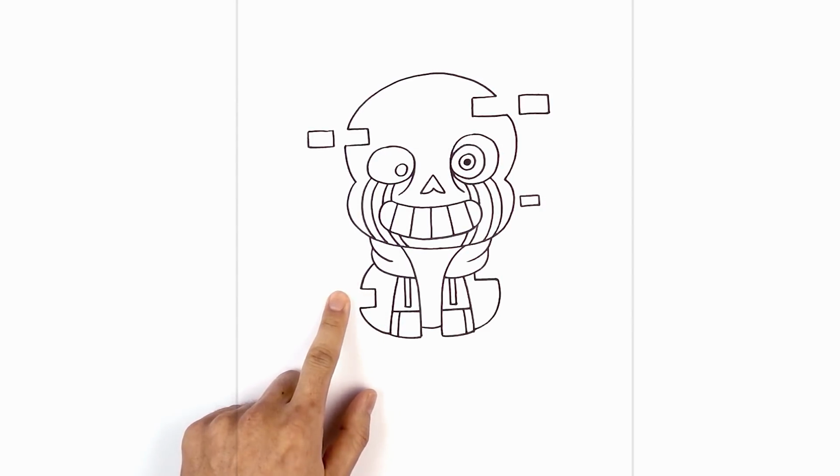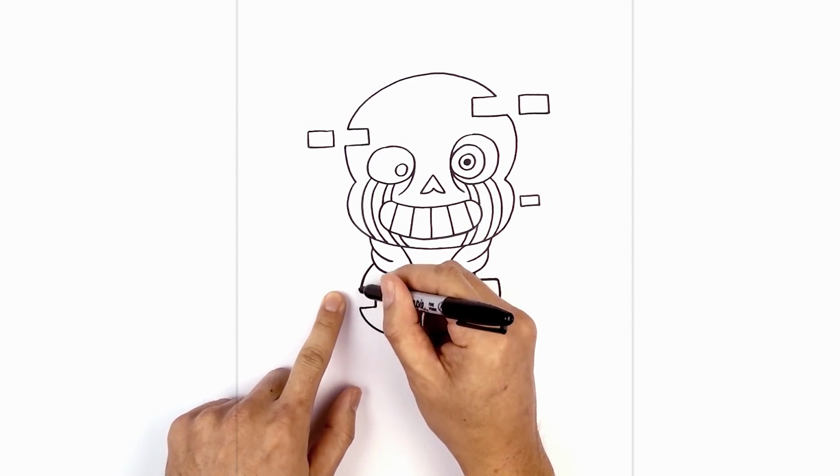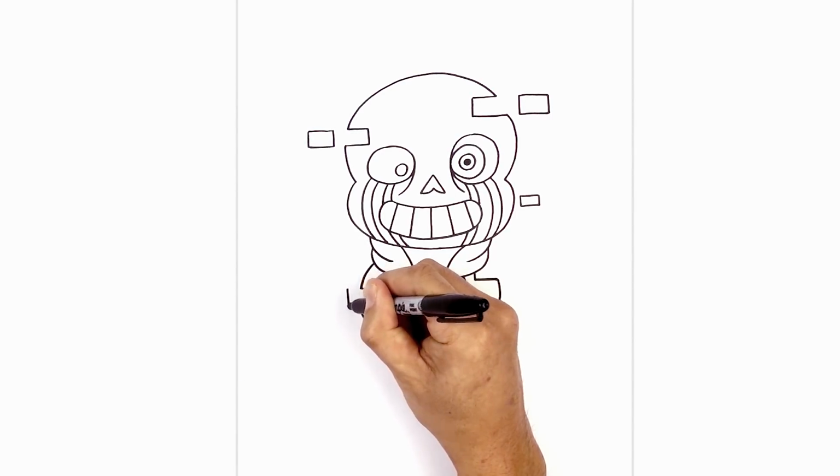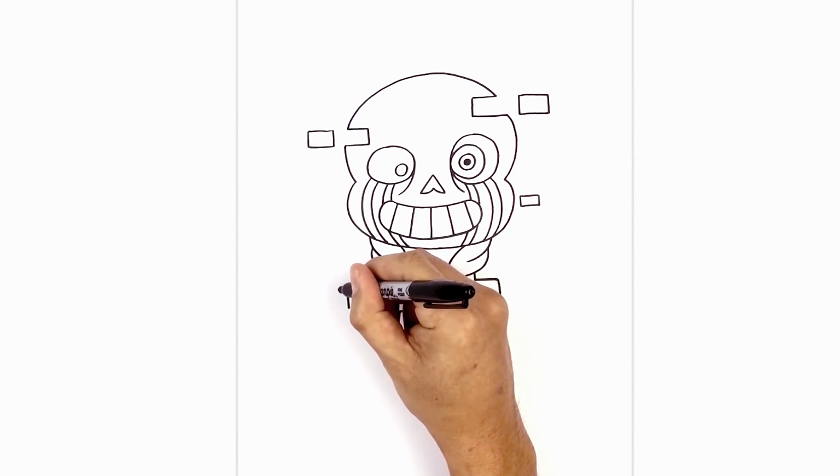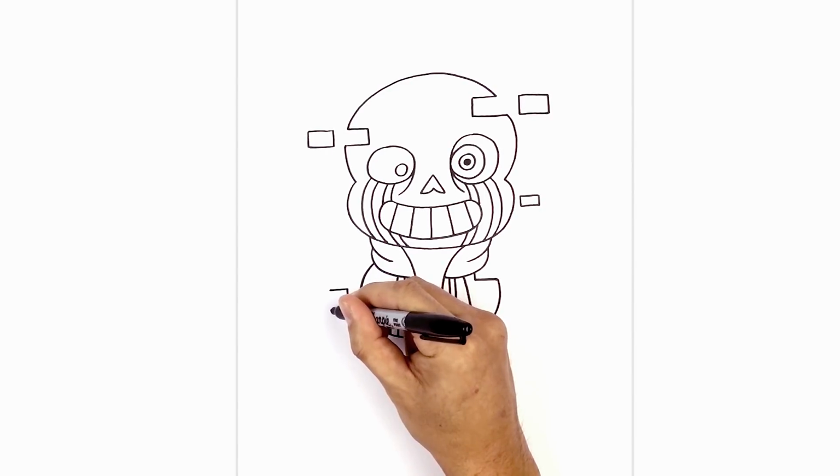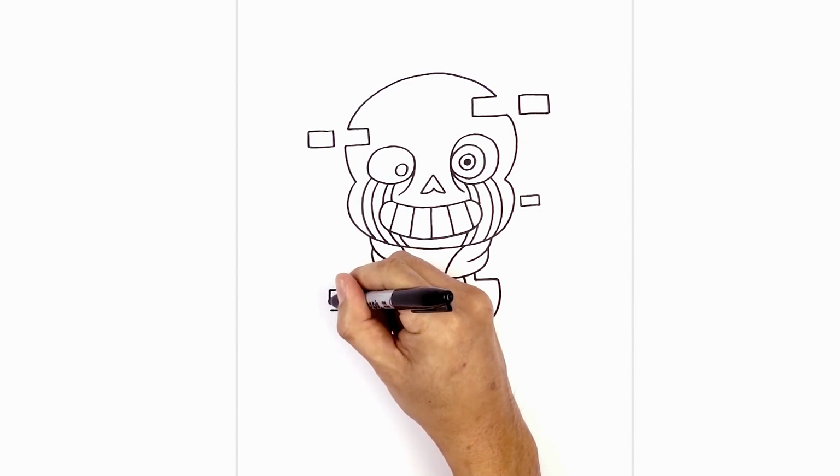Just to the left of this notch, we're going to add a square. So the same height as this notch here. Draw a straight line coming down. We're going to go across with that same length line. And then close off the end with a straight line.